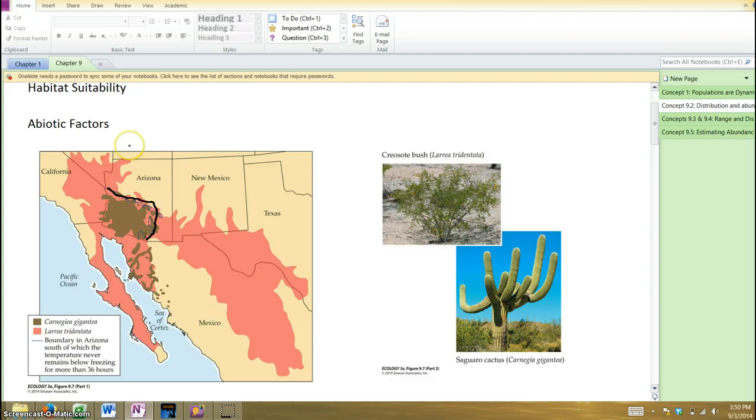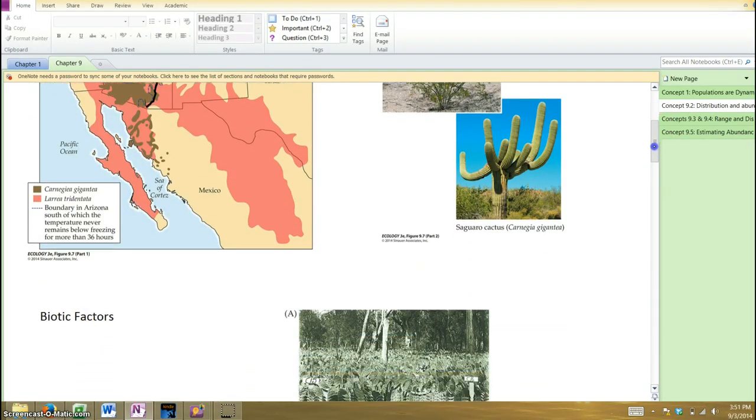above that line, it's essentially colder for longer periods of time, and below that line, it doesn't stay as cold for very long. And so you can see in this situation, temperature in particular influences the distribution of the saguaro cactus more so than the creosote bush. It can tolerate a wider range of temperatures than the cactus.